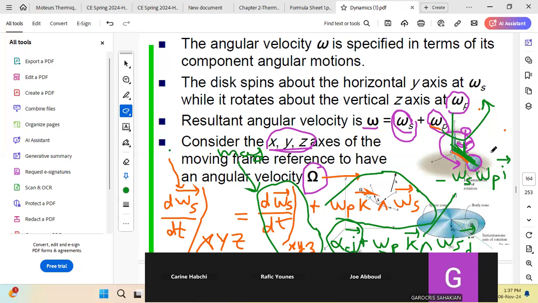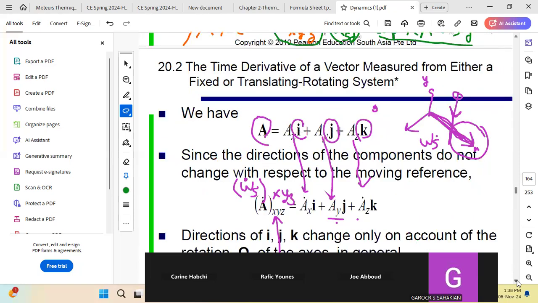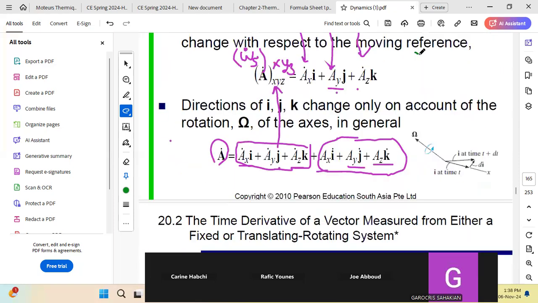Small x, small y, small z rotates with the disk. It's fixed to the axis of rotation. If I redraw it here, this is the axis of the disk. This is the disk. Small x, small y, small z is fixed to the disk system.